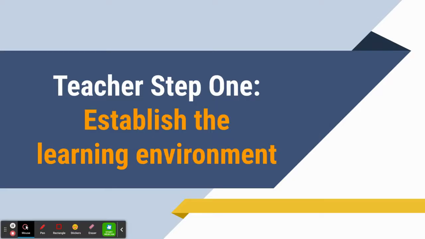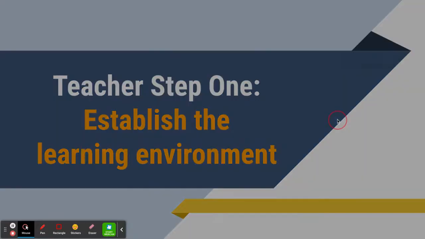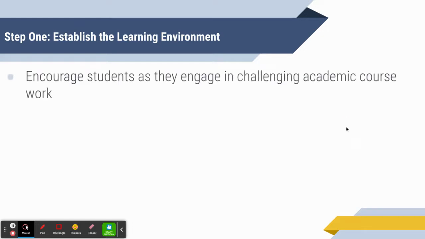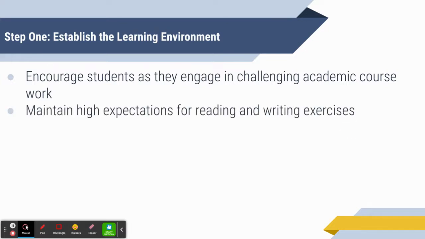So let's take a look at those steps, starting with step 1, establishing the learning environment. This step is all about developing a welcoming culture in your classroom where students feel safe to take risks and possibly fail. It involves encouraging students to engage in the challenging academic coursework that you're going to be giving them. It involves you staying true to your high expectations for their reading and writing and not giving in to temptation to lower the bar when students initially struggle.